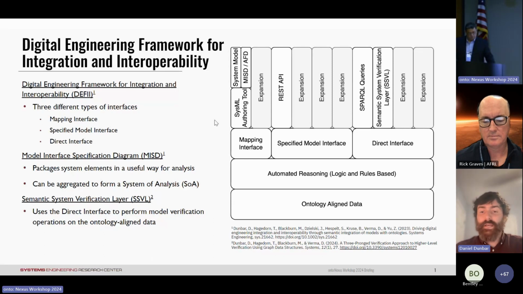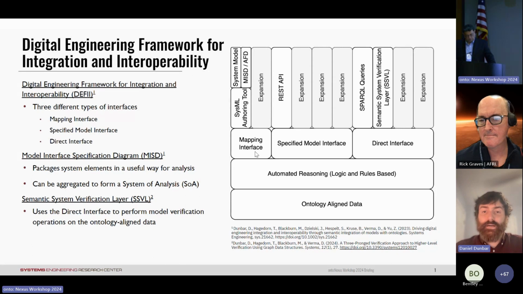So with this, we have ontology-aligned data as our foundation. We have automated reasoning that comes with using a language like the OWL ontology language. And then we have to figure out ways to access that data. We have to have interfaces, and we have three different approaches to interfacing the ontology-aligned data. That first one is the mapping interface.